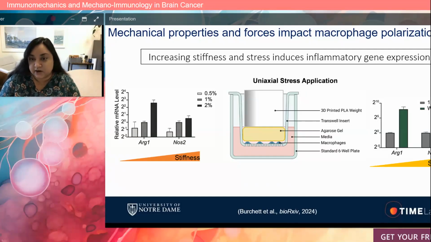But with increasing stress, we see really similar phenotypes. If we compress the cells and exert the solid stress on the macrophage spheroids, we again see a pretty profound increase in that M2-like anti-inflammatory behavior, but also a little bit of an increase in that M1-like pro-inflammatory behavior.